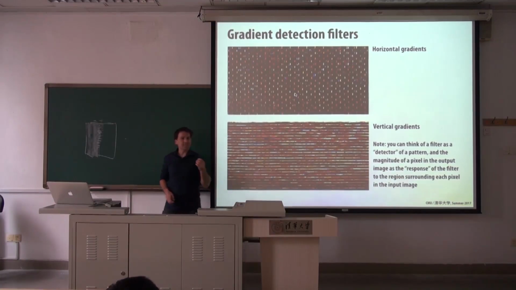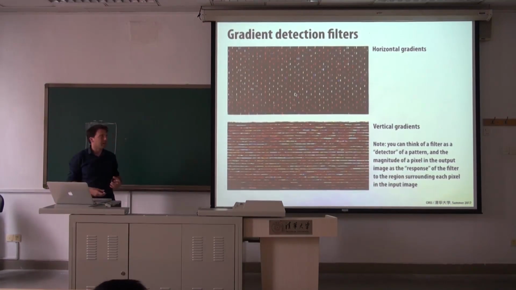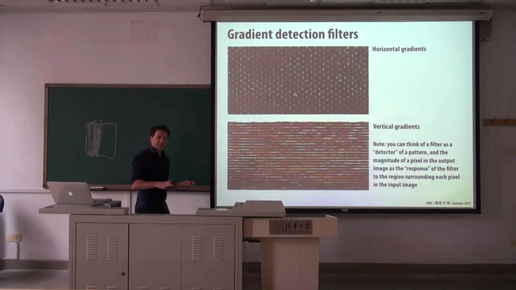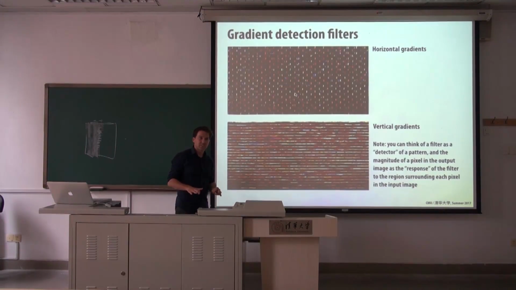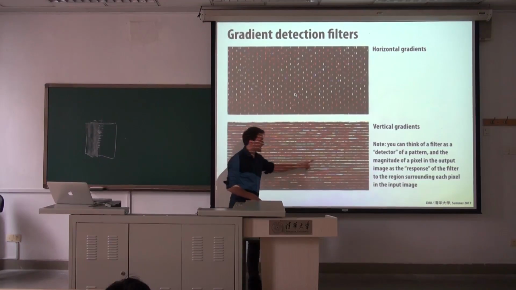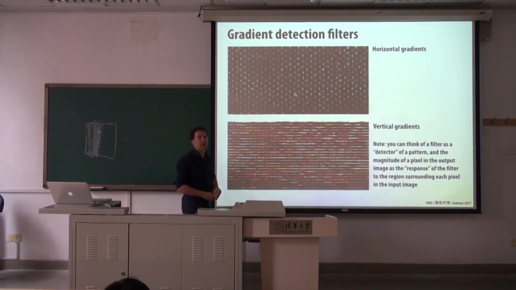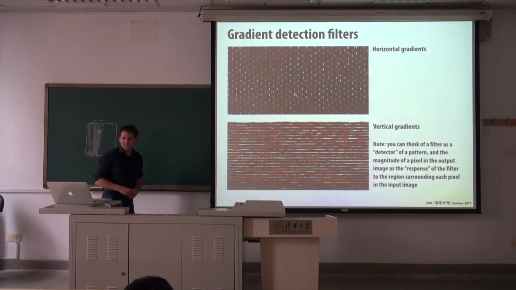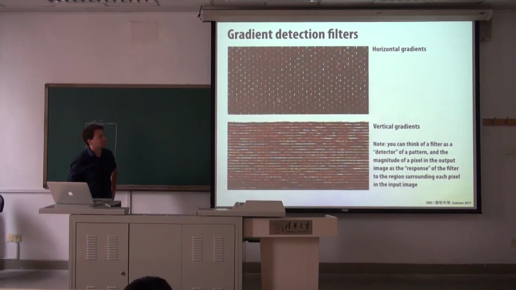So even though we started thinking about filtering images as blurring them, if I just change the weights, now I can think about convolution as something very different. It's actually detecting a particular pattern in the images. And in this case, I made a filter that detects vertical lines, and I made another filter that detects horizontal lines.